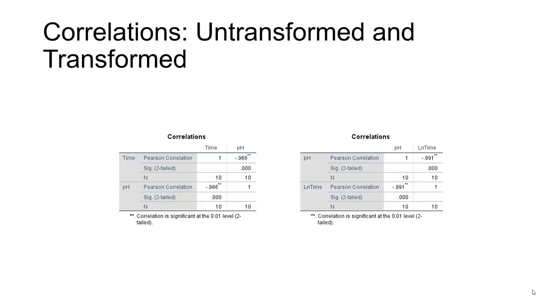When looking at the output from SPSS in terms of the correlations, the correlation for the untransformed data and the transformed data, between time and pH and log time and pH, the difference is very small. You're talking 0.966 against 0.991. Both of them have a very high correlation to start with. So you couldn't tell just by looking at correlations whether the log model was better than the unlogged model.